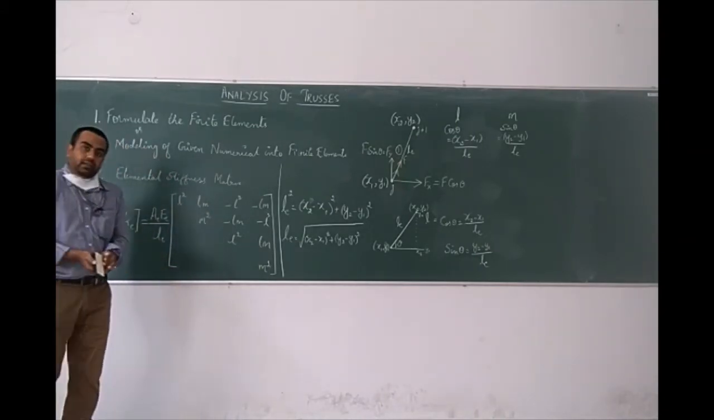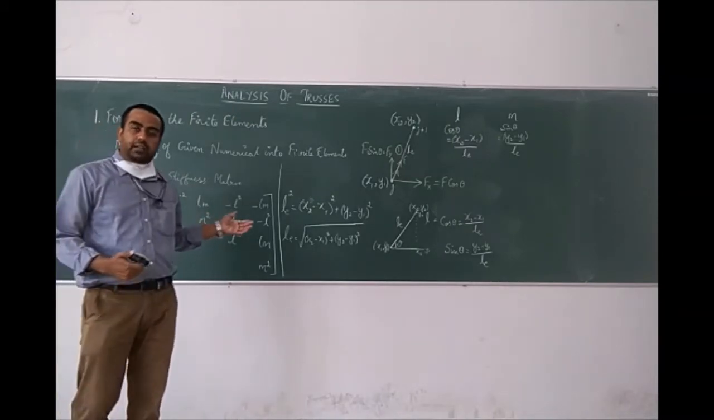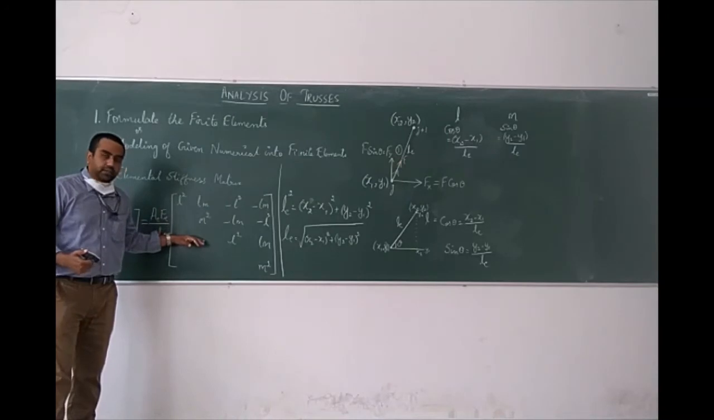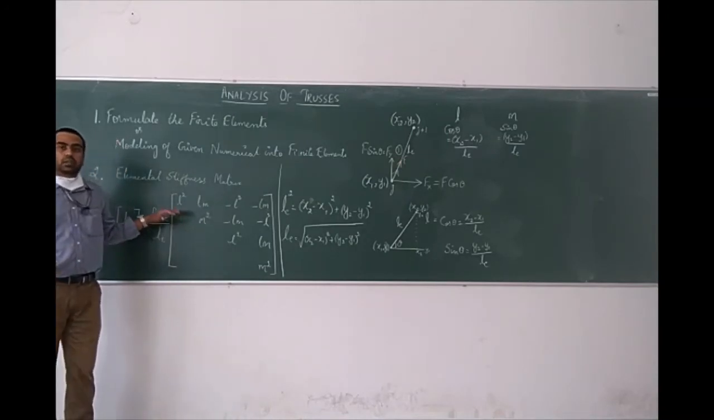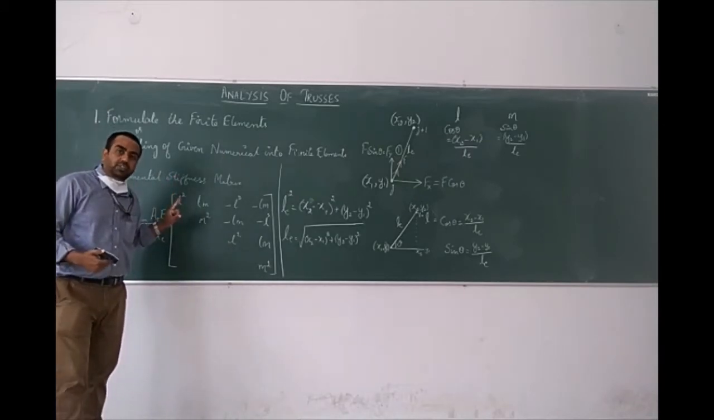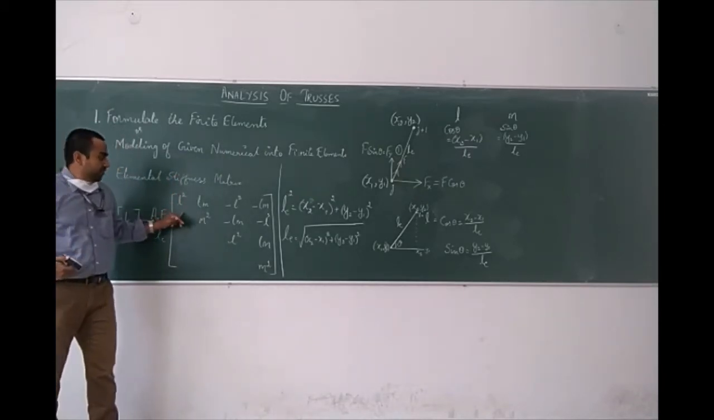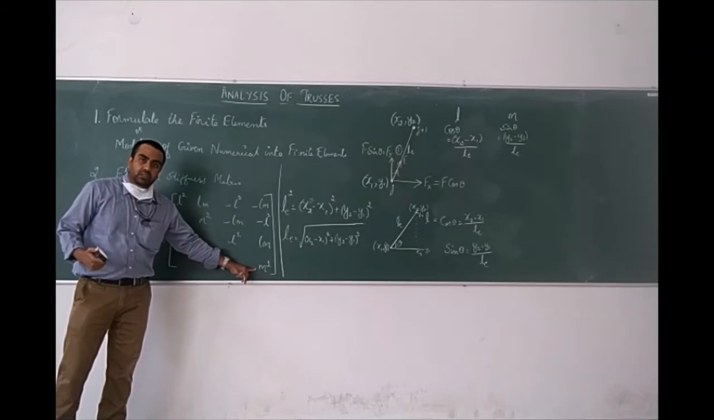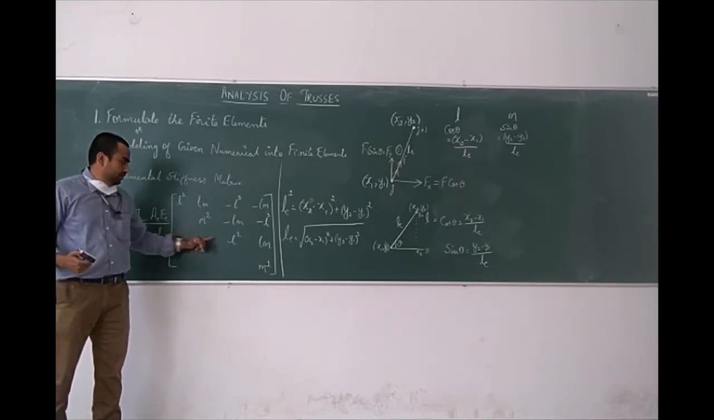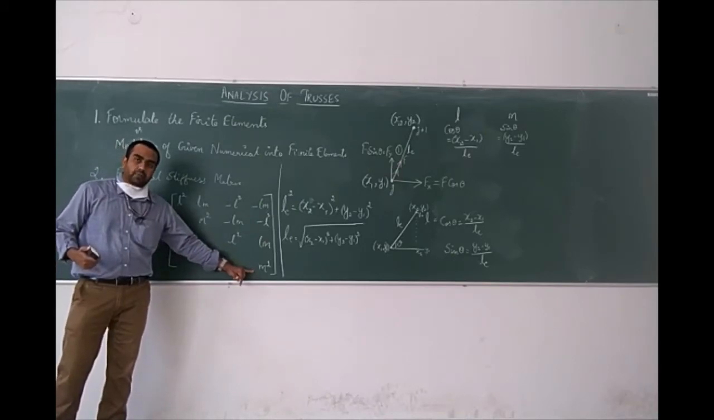I'll again formulate the diagonal matrix for you. How do you remember the diagonal matrix for a truss element? Remember the directional cosines. Once the directional cosines are known, first fill the diagonal elements. So diagonal elements L square, L square, L square and N square.